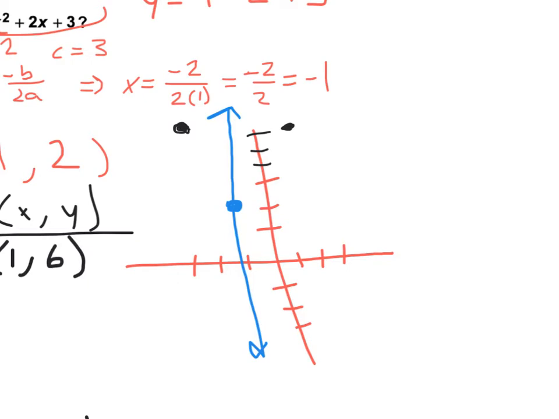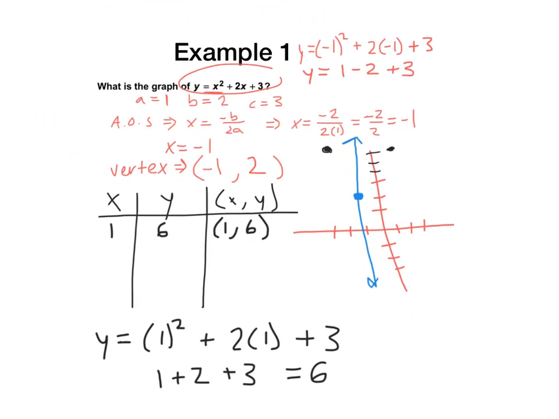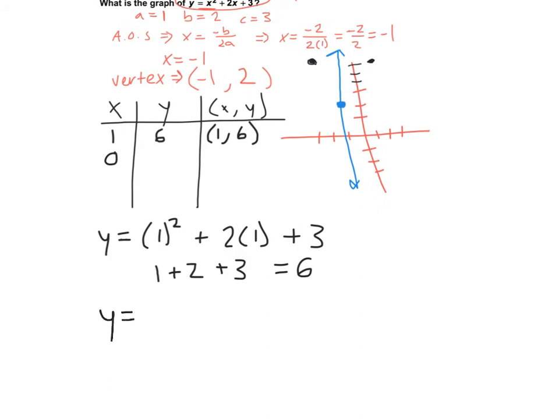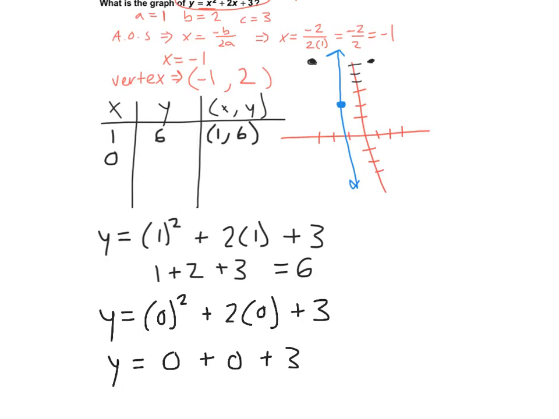What's another point we can plug in? 0. So now we have y is equal to 0 squared plus 2 times 0 plus 3. So what's 0 squared? 0. Plus what's 2 times 0? Plus 3. So it's 0 plus 0 plus 3, which is 3. So when we plug in 0, we get 3. So our other point is going to be 0, 3.